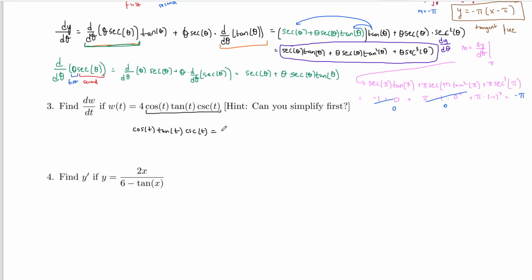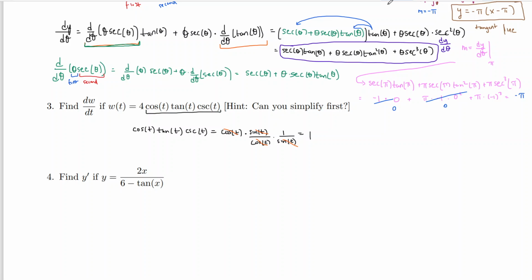Now, when we simplify, switch everything to sines and cosines. Cosine of t is exactly that. Tangent is sine over cosine, so we get sine of t over cosine of t. And cosecant is 1 over sine of t. Now pretty much everything cancels out, right? We have a cosine on the top that goes with the cosine on the bottom and cancels out. We have a sine on the top that cancels out with the sine on the bottom. And this entire expression, the multiplication of 3 trig functions, is just equal to 1.